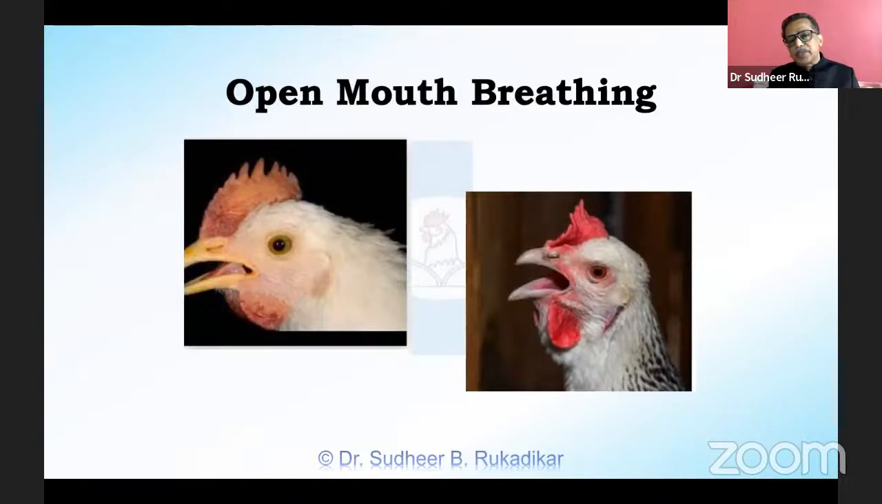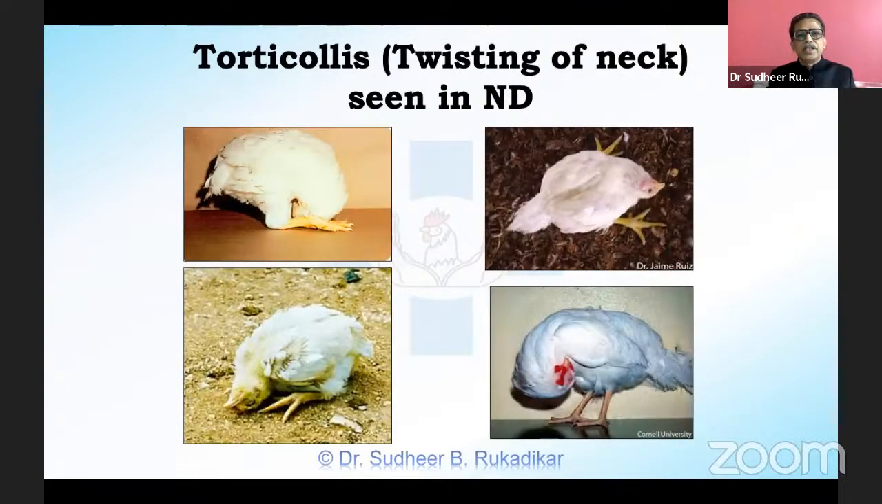Then open mouth breathing, respiratory problems, very common, and ND and HPAI, LPAI, they are very common in winter. So I've taken some photographs from these two diseases. Open mouth breathing, of course, may not be only ND or HPAI or LPAI. It may be other factors also. But open mouth breathing, respiratory sign, very common. ND, we can see twisting of neck in many birds.